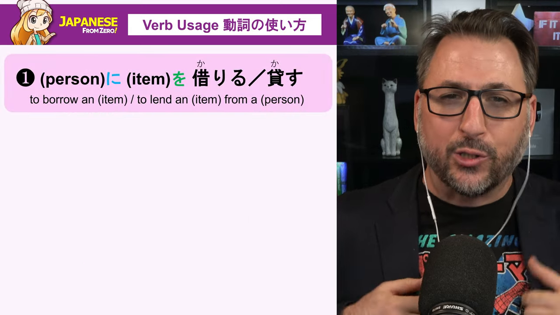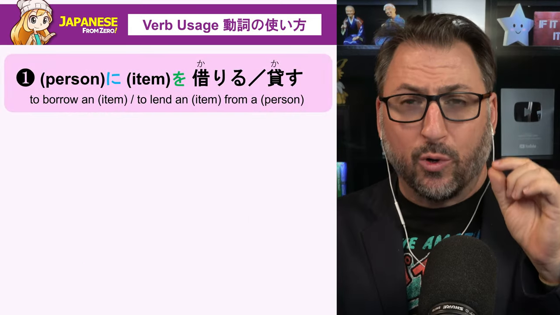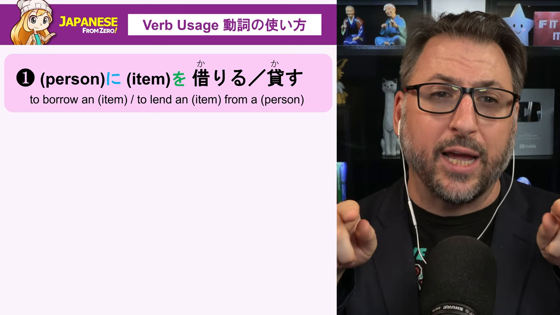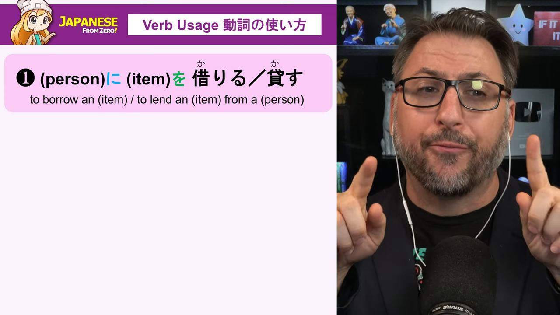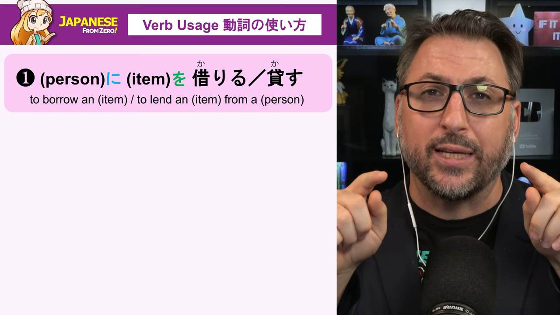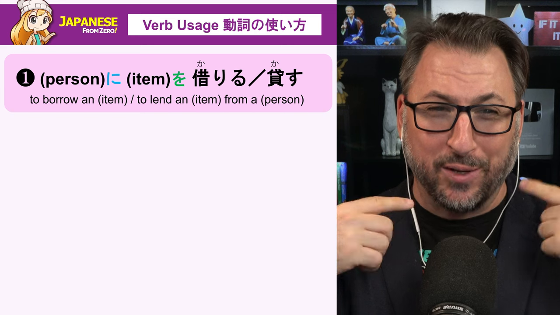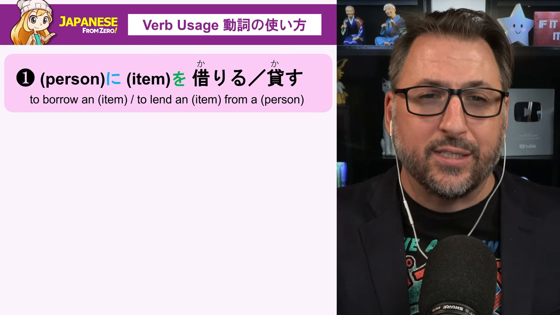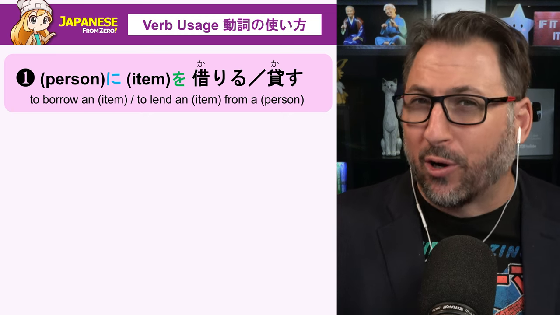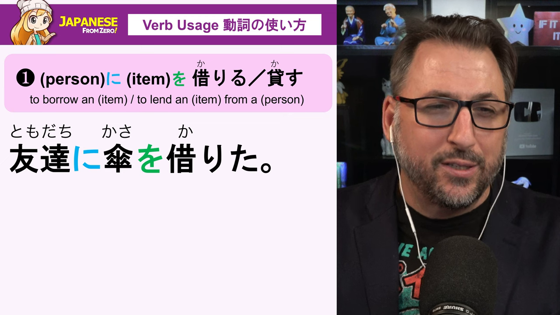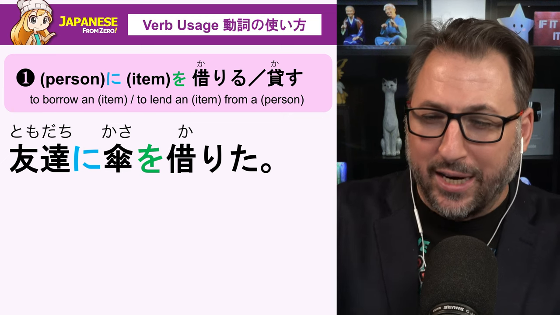All right, so let's look at how kariru and kasu work, and they both use the same particle structure. The person that you are borrowing from or loaning to is marked with ni. It's bidirectional, think about it that way. And the thing that you are loaning or borrowing is marked with the object marker o. So for example, what is this? Tomodachi ni kasa o karita.